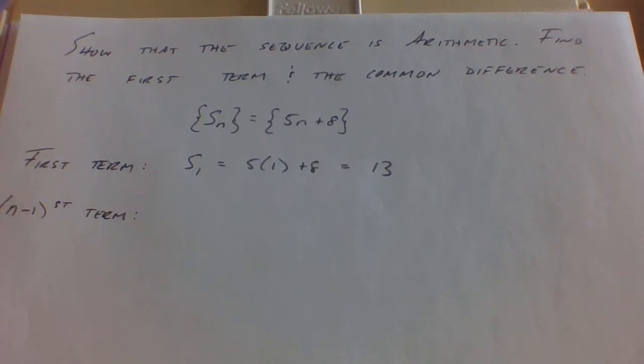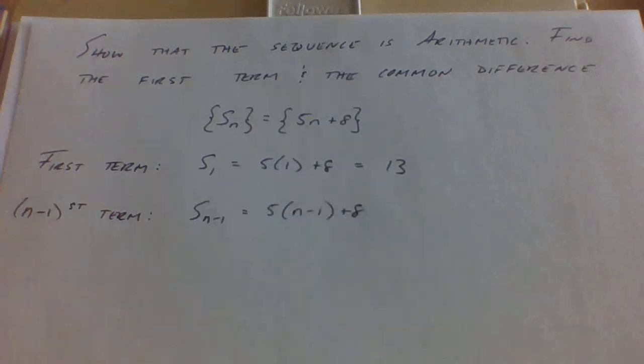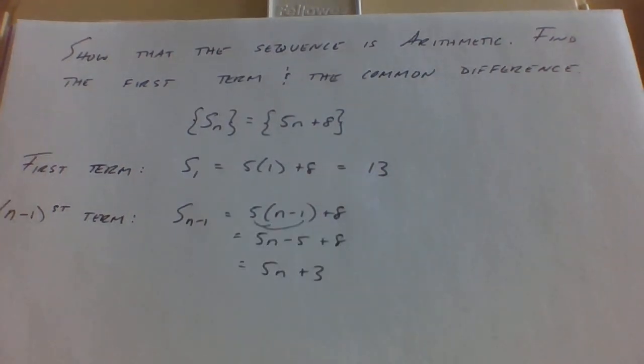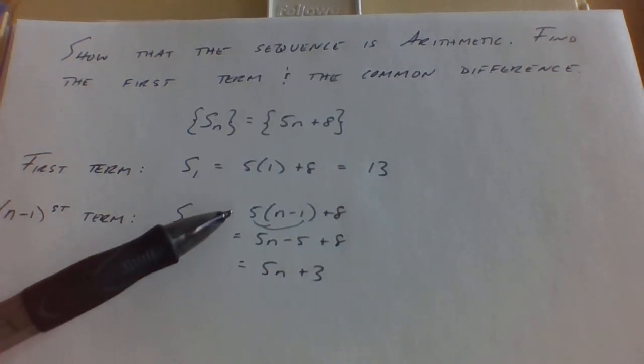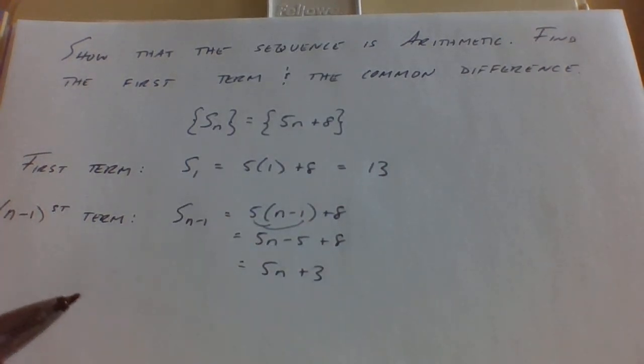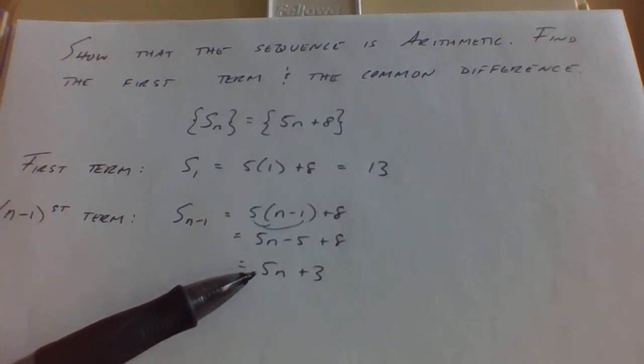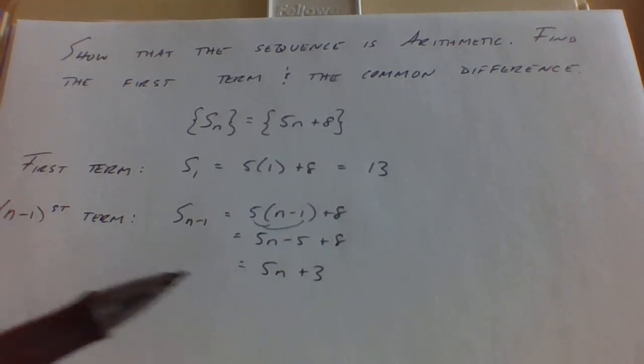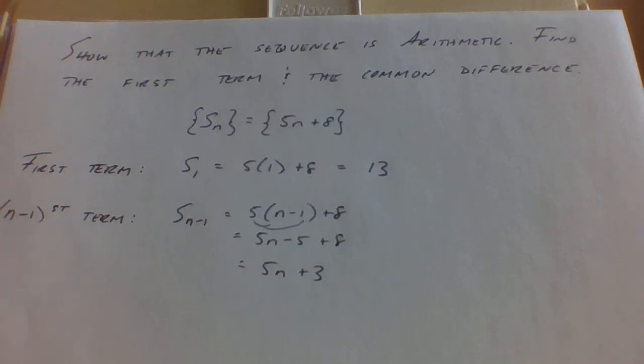Let's go ahead and find the n minus 1 term. So we can go ahead and plug in n minus 1 every time we see one of those n values, and let's go ahead and simplify this piece that we have. So after we distribute that 5 to both pieces inside our parentheses, we're going to end up with 5n plus 3 as the n minus 1 term.